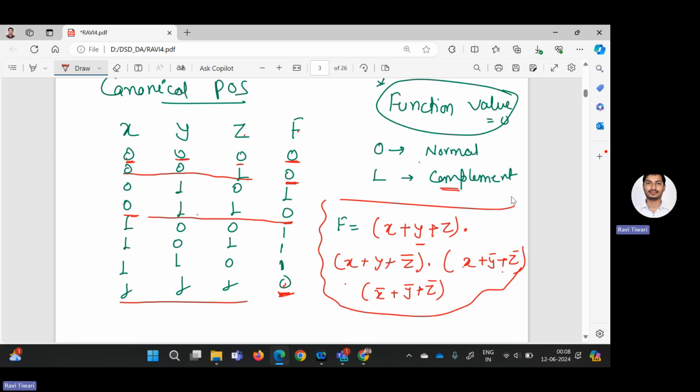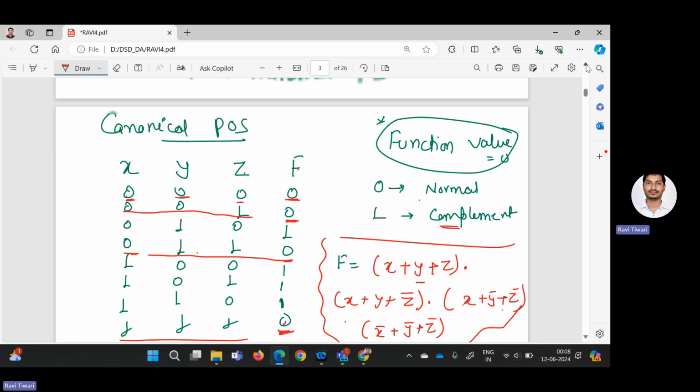Okay. Now this canonical POS form can also be interrelated with a max term. Again, this is nothing but a decimal representation of a binary combination, and it is represented by the capital M. So this is M0, this is M1, this is M2, this is M3, this is M4, this is M5, this is M6, and this is M7. So we have written the canonical POS expression.